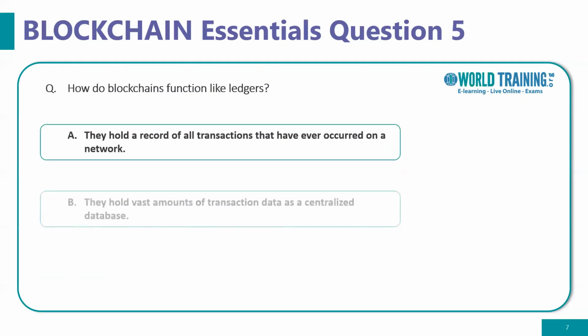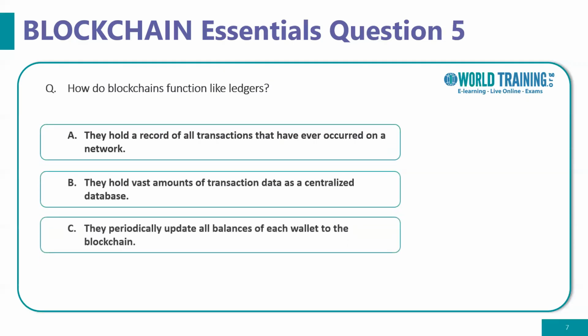Let's move ahead to question number 5, which is, how do blockchains function like ledgers? Option A: they hold a record of all the transactions that have ever occurred on the network. Option B: they hold a vast amount of transaction data as a centralized database. And option C: they periodically update all balances of each wallet to the blockchain.